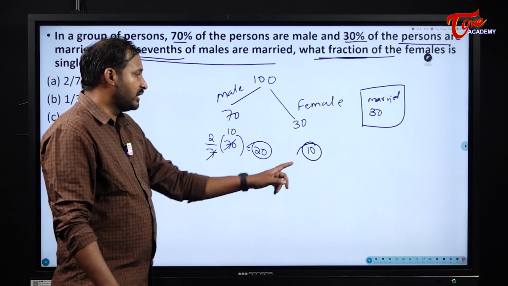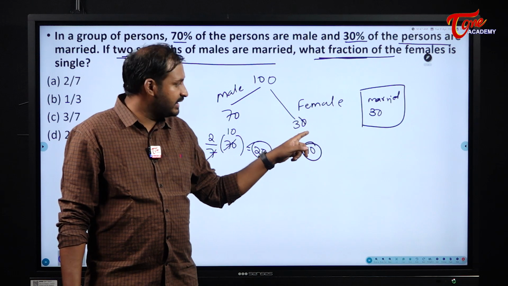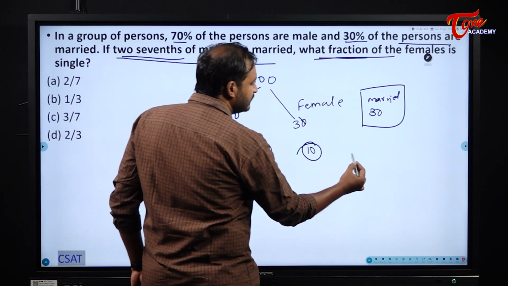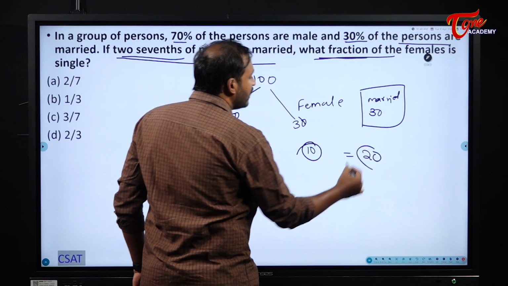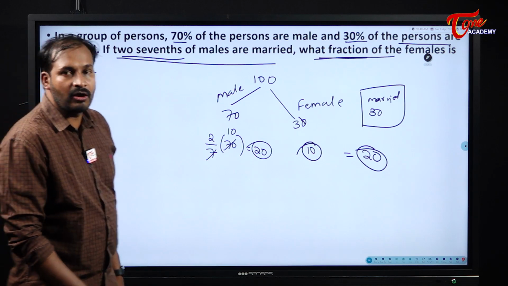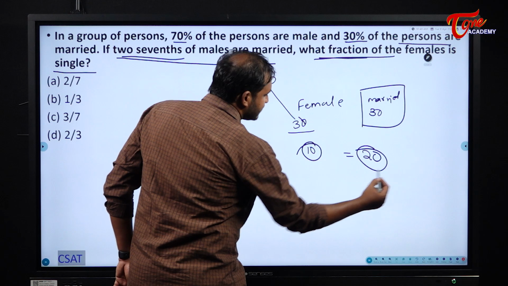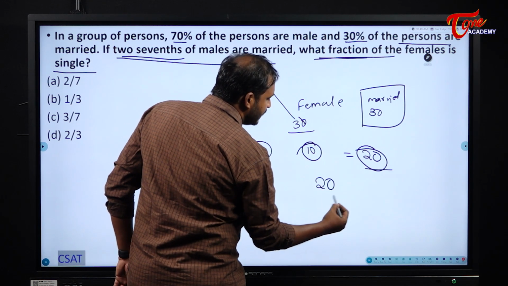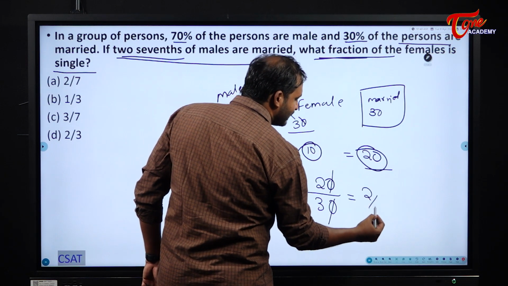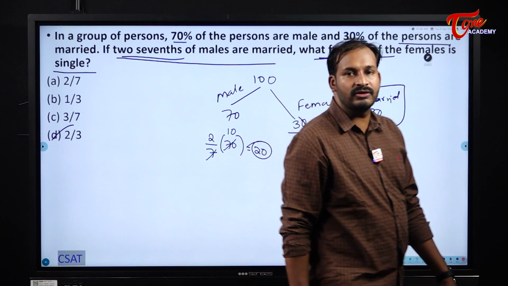Now see here, 10 females are married. The total strength of females is 30, and in that, 10 are married. What about single? Single women are 20, right? And what they are asking us is what fraction of females is single. So how many women are there in total? 30, and in that 20 are single. So the fraction will be 20/30. The zeros get cancelled, and 2/3 of females are single. In this manner we are going to write our answer.